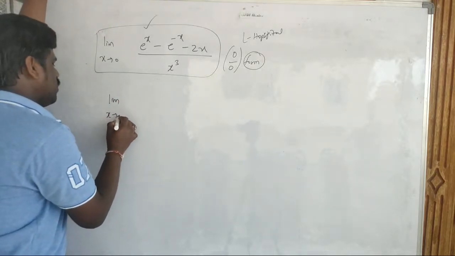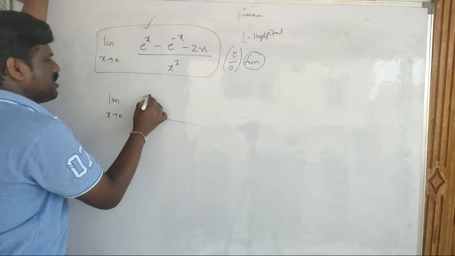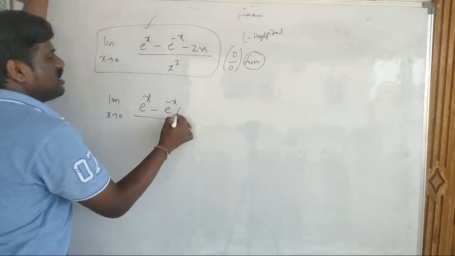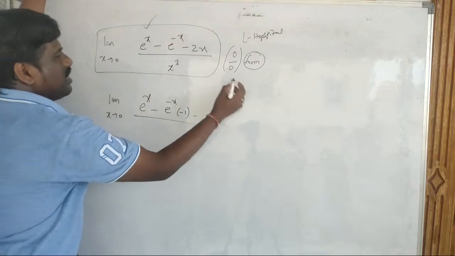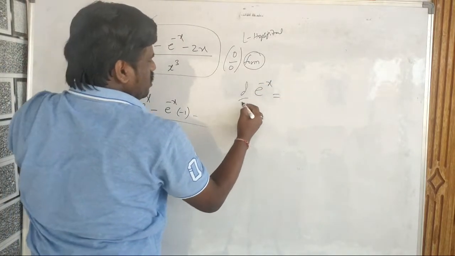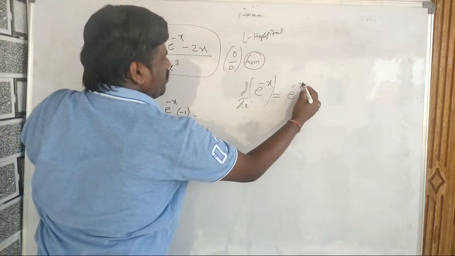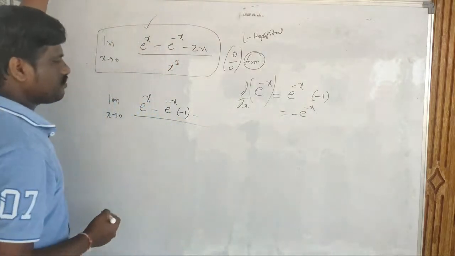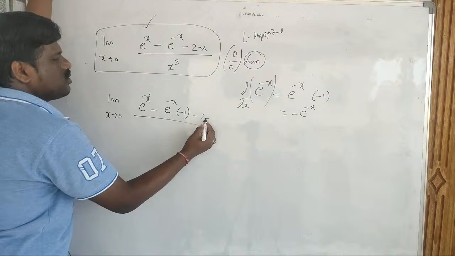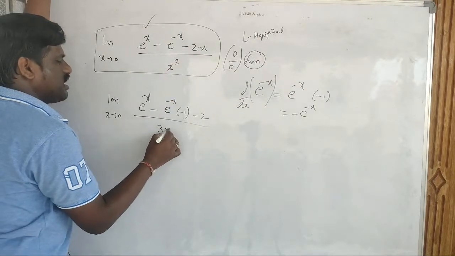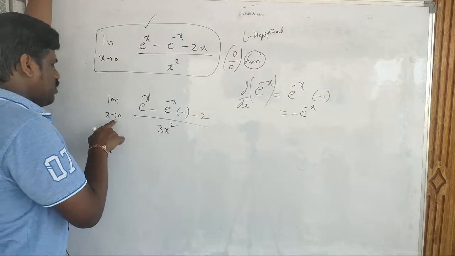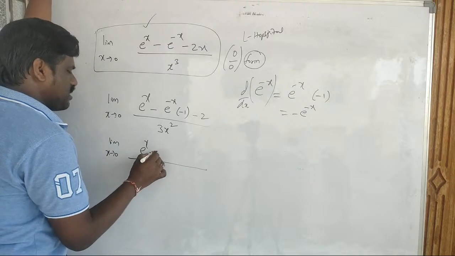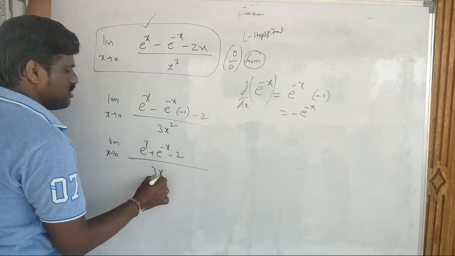Limit x tending to 0. You know e power x differentiation is e power x, and minus x differentiation is minus 1. Here, differentiation of e power minus x is e power minus x into differentiation of minus x, which is minus 1, so minus e power minus x. Differentiation of 2x is 2. Differentiation of x cube is 3x square. So now I get limit x tending to 0 of (e power x plus e power minus x minus 2) by 3x square.